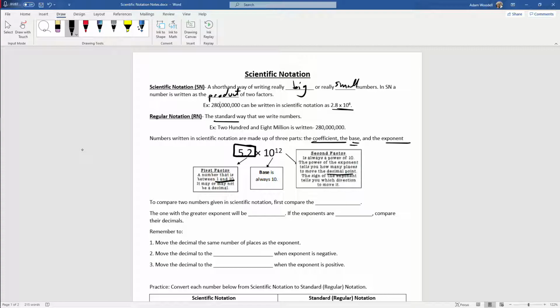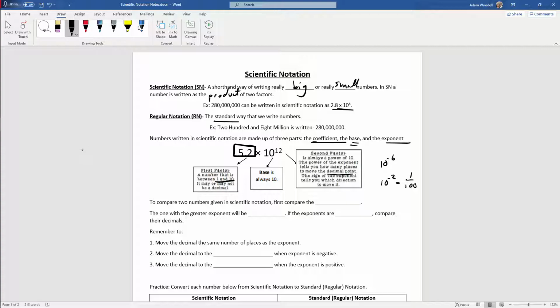So if a number is really big, it's going to have a positive exponent, and if the number is really small, it's going to have a negative exponent. And that goes along with the powers of 10 we've been talking about before, whether we had something like 10 to the negative 6, or maybe it was 10 to the negative 2. We remembered that as making it into a fraction.